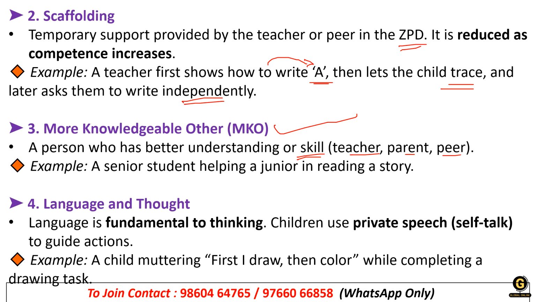Clear? Next, the fourth one, language and thought. Language is fundamental to thinking, and children use private speech or self-talk to guide actions. So language and thought. Language is important, this is the foundation of thought, right? And when you understand the language, when you complete your foundation of thoughts, then it plays a crucial role in cognitive development. So first the children will use external speech to communicate, right? Then private speech, that is self-talk, right?